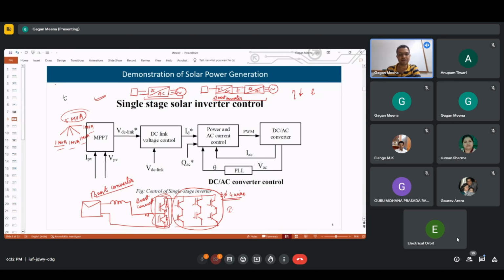Okay, so next is battery management system.